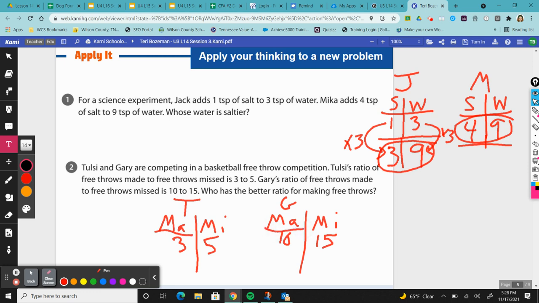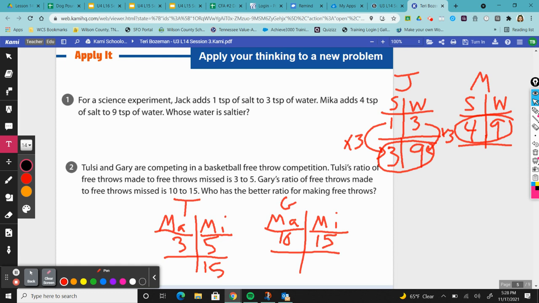So that means that missed has to be the same. So I've got 15 on one side and 5 on the other. I can make those the same, right? I want both to be 15. So I'm going to leave 10 to 15 alone. However, if I want my miss to be 15 over here, now I'm seeking an equivalent ratio for that.